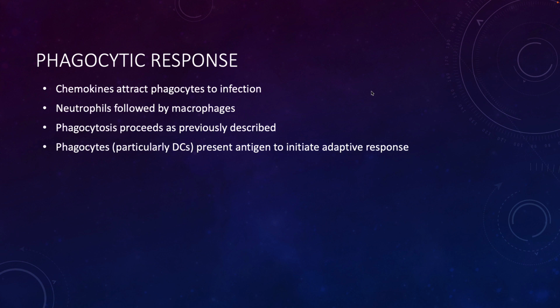The broad phagocytic response is mediated a lot by chemokines that attract phagocytes to that site of infection. Things like neutrophils, which we saw in one of the previous slides, and macrophages. Of course, phagocytosis is phagocytosis. It's not super complicated to talk about. And then especially dendritic cells, but also to some extent macrophages, will present antigens to T cells and B cells to initiate that adaptive response or antigen-specific response.